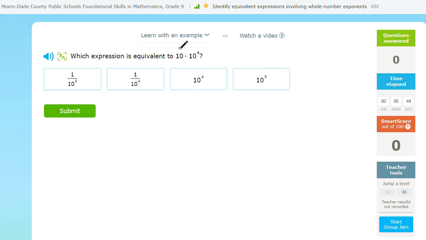So if we start with 10 times 10 to the fourth, we know that the rule is when they have the same base, you can add the exponents. This is really a 1 here. So that's really 10 to the 1 plus 4, which is 10 to the fifth power. So I'm looking for 10 to the fifth power, which is this one here. This is obviously wrong. Just confirming that the other ones are also wrong. So your only answer is the fourth option.